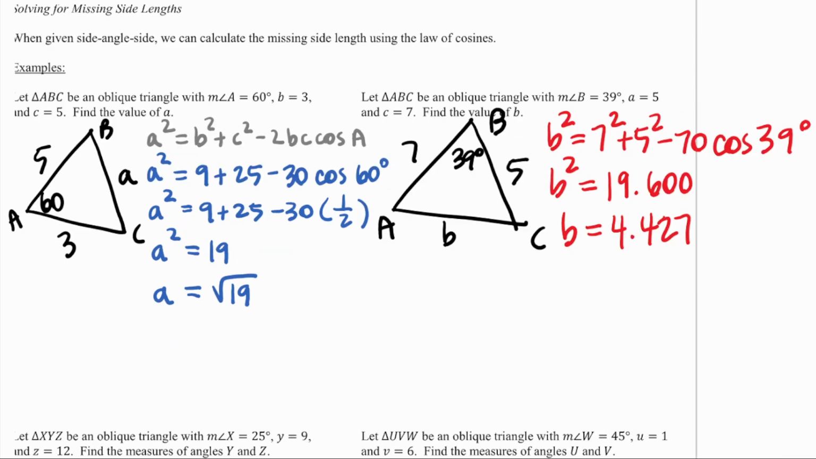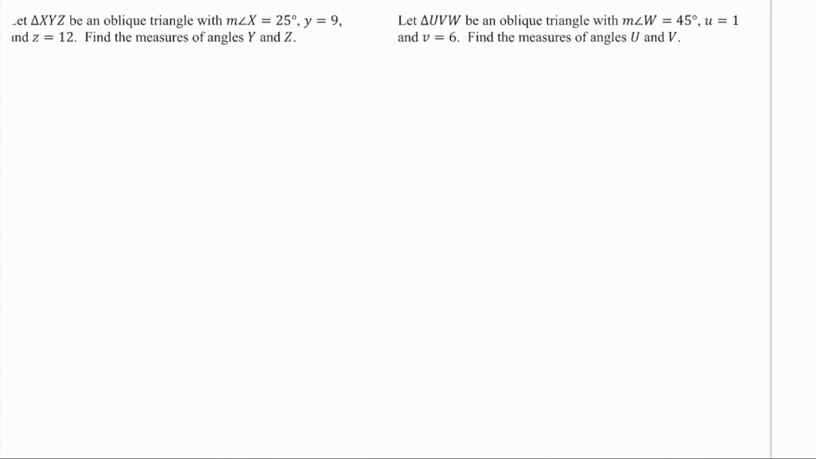All right, there you go. These worked pretty much the exact same way. This time I used b squared equals a squared plus c squared minus 2ac cosine of b. But it's really all the same. The side length squared that we're looking for equals the sum of the squares of the other two side lengths minus their product times 2 times the cosine of the angle we're talking about. And then we just took the square root of both sides, got b equals 4.427. We're ready to move on.